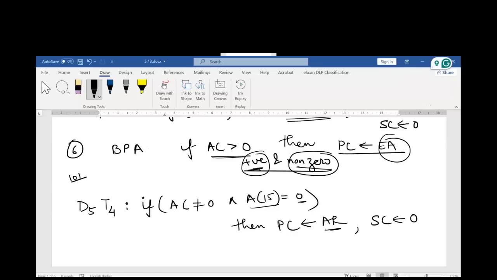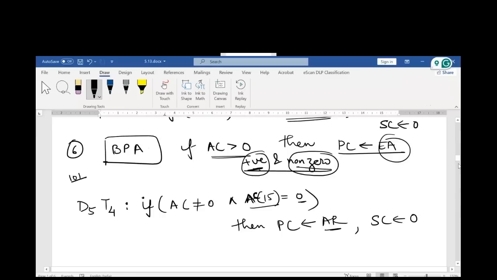Set the sequence counter to 0. Right? So this instruction would be completed in only a single clock pulse, T4. Here we are just taking the value of AC. It should be non-zero and the most significant bit should be 0. If the most significant bit of AC is 0, it indicates that your accumulator is positive. Okay, and if these two conditions hold true, set the value of PC to AR. AR is your effective address. And then set the sequence counter to 0.